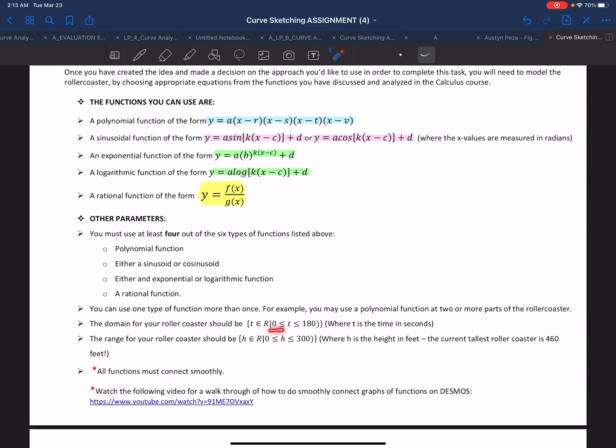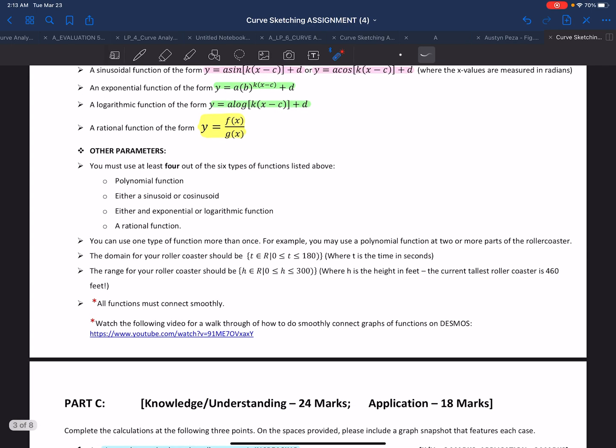Next, keep in mind your domain should be between 0 and 180 seconds, which means that the ride should not be longer than 3 minutes. The range of the roller coaster would be between 0 and 300 feet. Remember that the current tallest roller coaster is about 460 feet, I think.